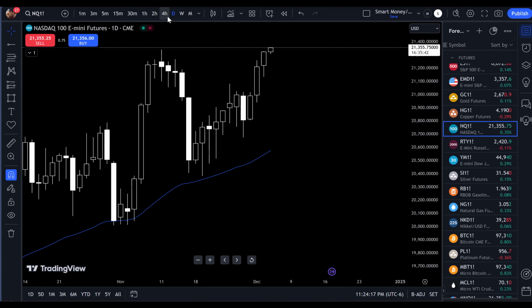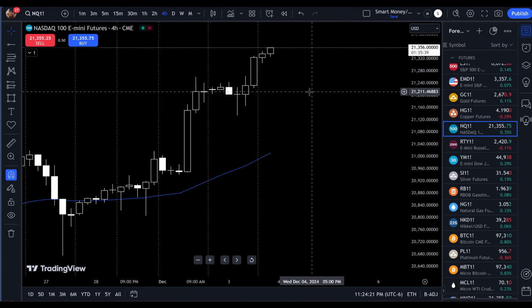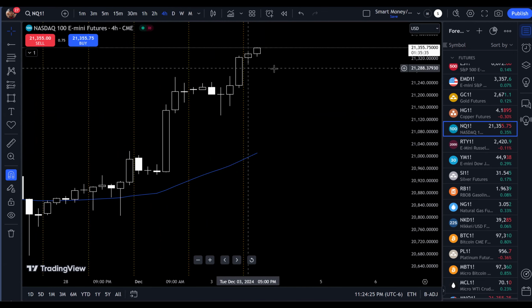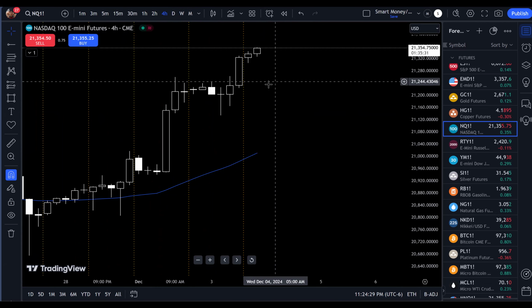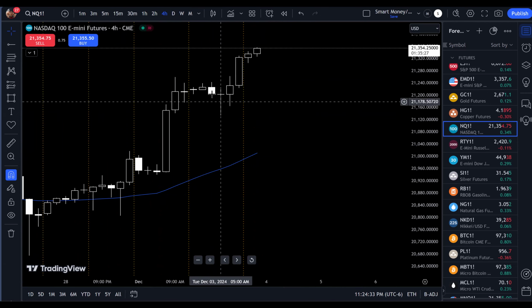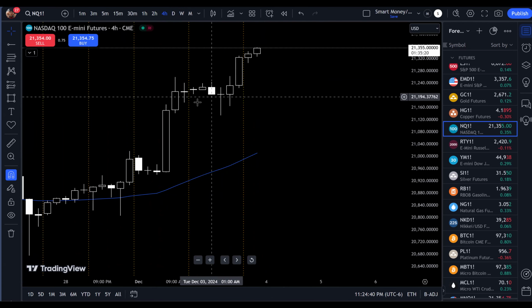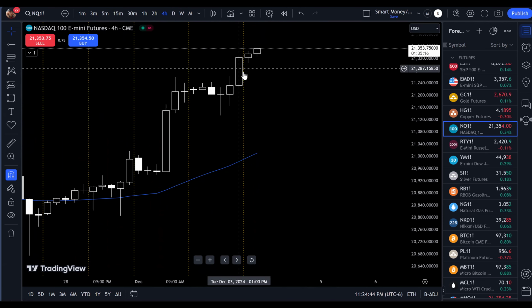All right. Let's go to the 4. Let's see what the 4 looks like. Let's take a look at the 4 because I think we might get something here later on as the night progresses, the night and into the morning. But we'll see. I want to see what this was all about right here because I can see we have some accumulation, manipulation, and then distribution right there.